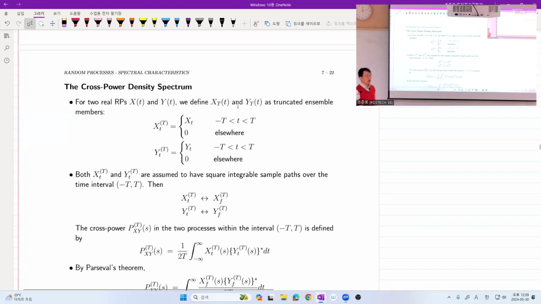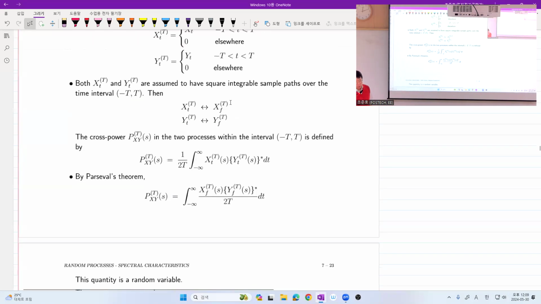And the derivation is almost the same. It's the generalization of the definition of power spectrum over a single random process. Instead of using x and x, we use x and y after time truncation. So here goes the truncation of the x random process, the truncation of the y random process, and their Fourier transform pairs. And then we find the cross power inside the finite interval.